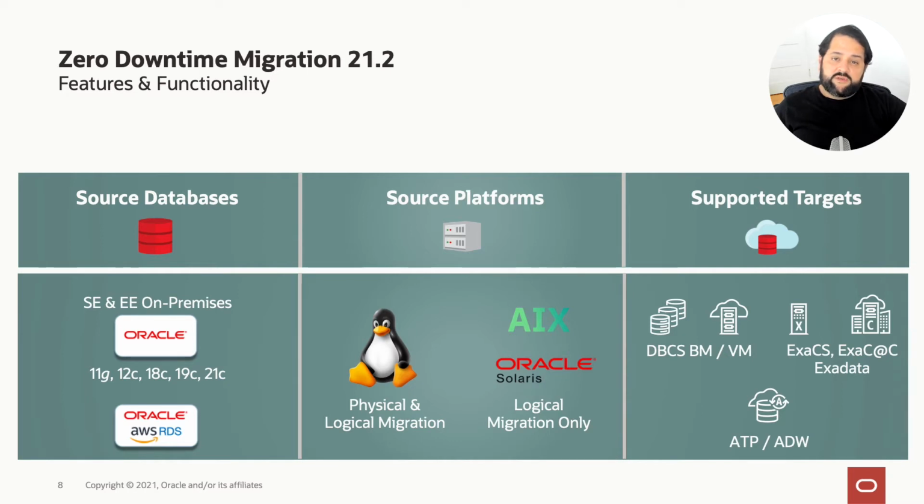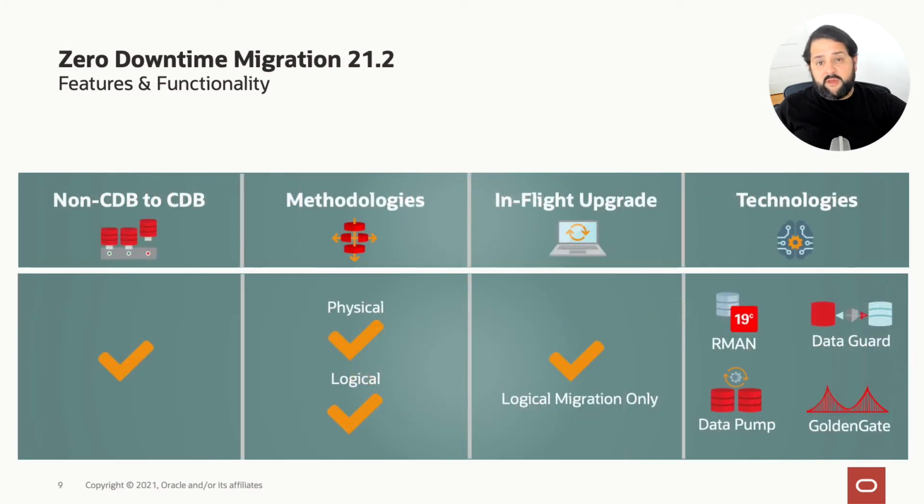So for source databases, as I mentioned, we have 11.2.0.4 onwards. We can migrate Standard Edition databases and Enterprise Edition databases. Also Oracle databases running on AWS RDS, and platform-wise, Linux databases. So databases that are based on Linux platforms for physical and logical migration, and then AIX and Solaris for logical migration only, right? Now, target-wise, as I mentioned, Database Cloud Service, Exadata Cloud Service, Exadata Cloud Customer, Exadata on-premises, and the Autonomous Database. Now, we support non-CDB to CDB conversion for both workflows.